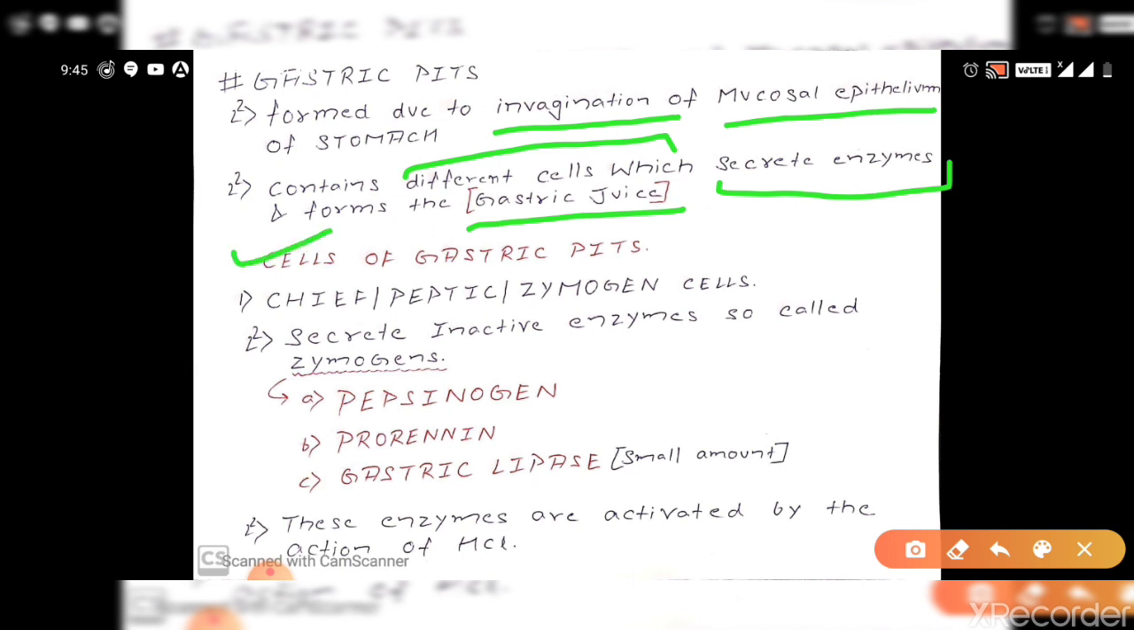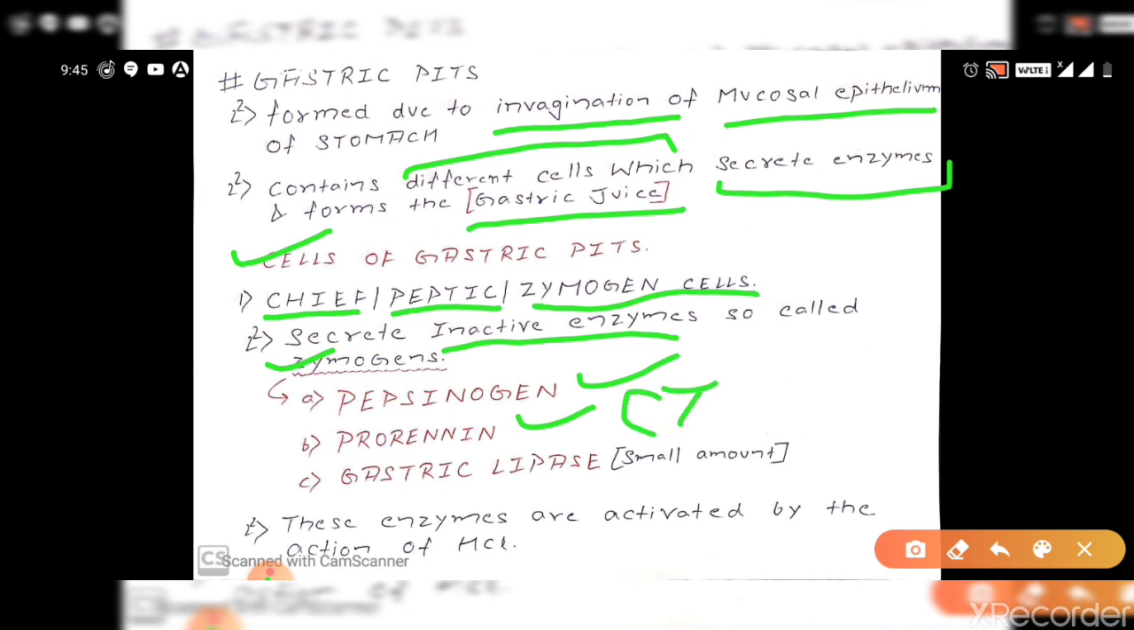Cells of gastric pits. The first type of cell is the chief cell, or peptic cell, or zymogen cell. It secretes inactive enzymes, so they are called zymogens. The secretions of the chief cell are pepsinogen, prorenin in infants, and gastric lipase.